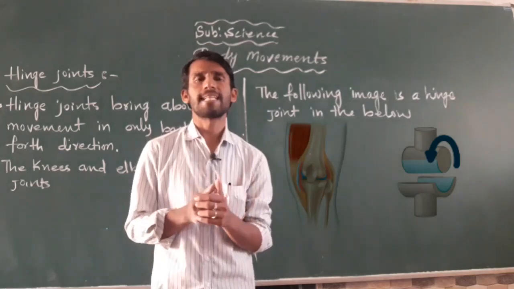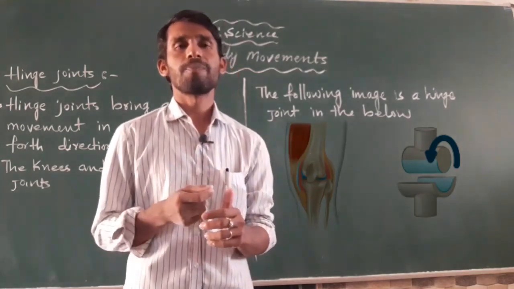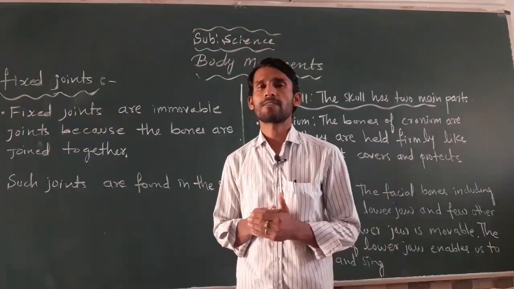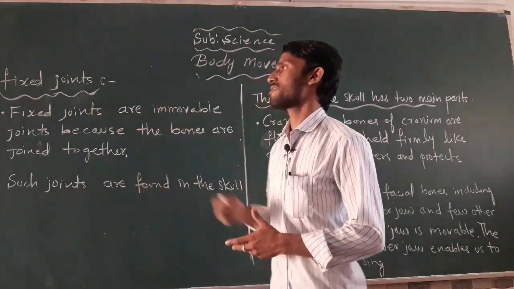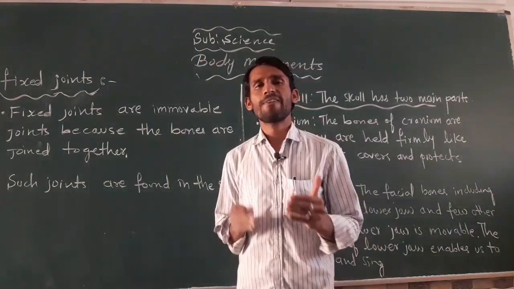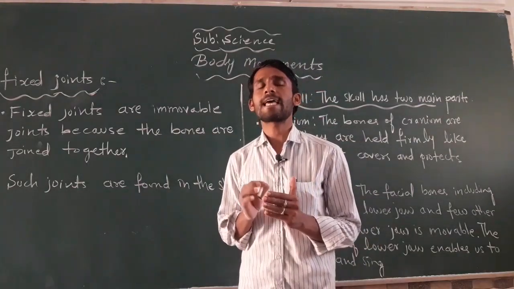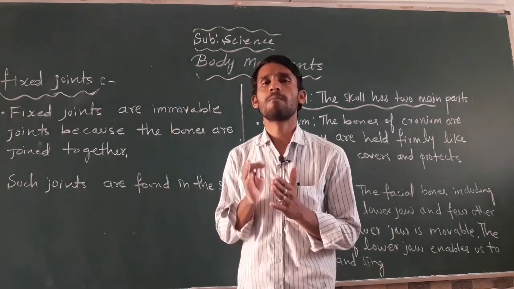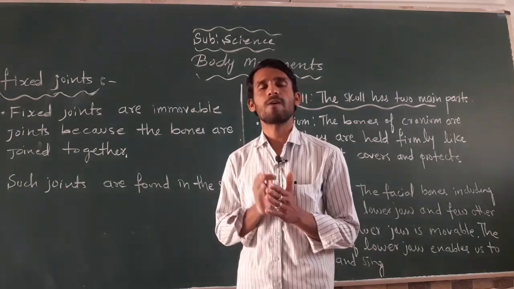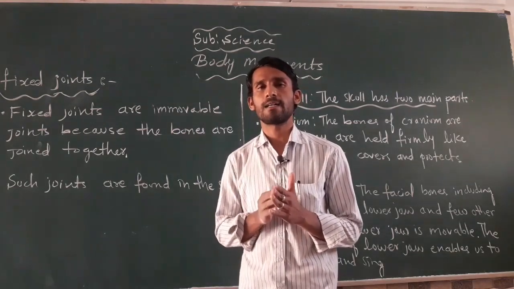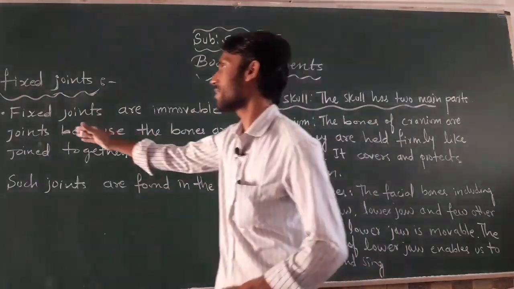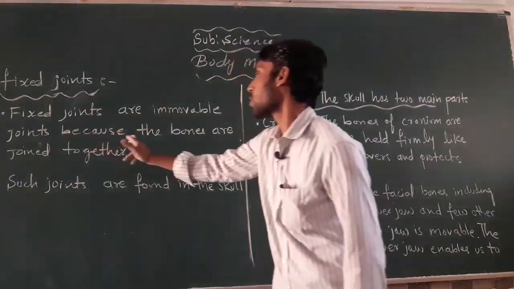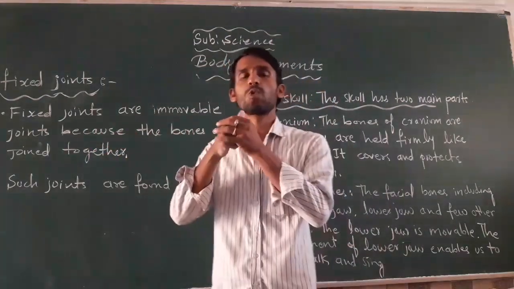Next I am taking the next joint, that is the fixed joint. Let us see the fixed joint here. Dear friend, a fixed joint is immovable. It is not possible to move. Those joints we call fixed joints. Let us see the first point here. Fixed joints are immovable joints because the bones are joined together.